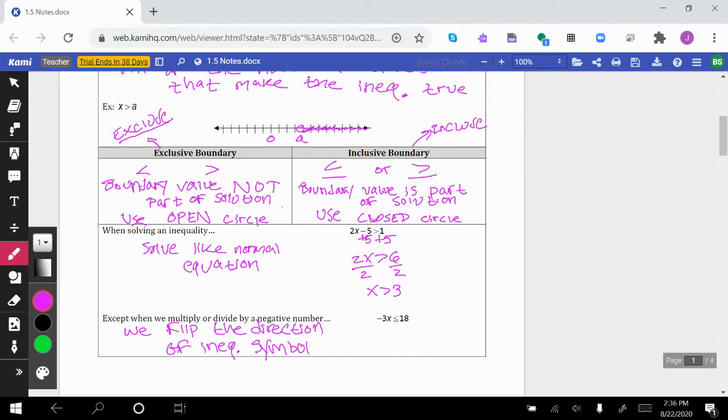So in this example, we have negative 3x is less than or equal to 18. So I'm going to divide by negative 3 on both sides, and we end up with x. We have to flip that sign, right? So this reads less than or equal to, but because we divided by a negative, we got to flip that sign, and we end up with x is greater than or equal to negative 6. Okay?